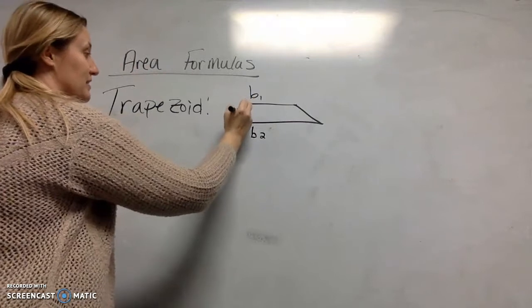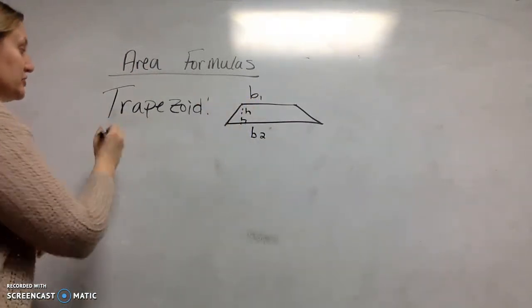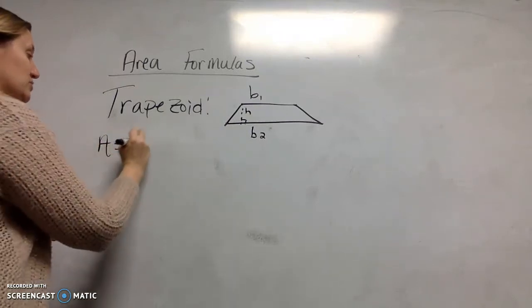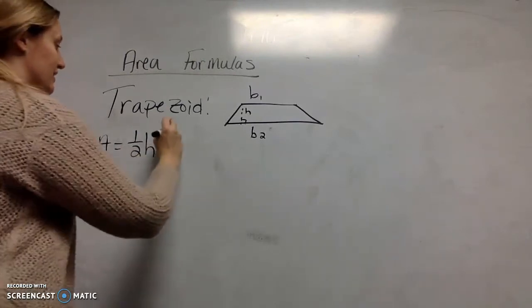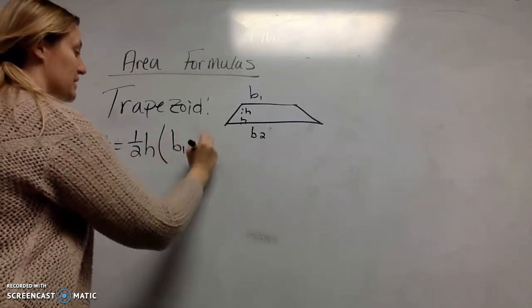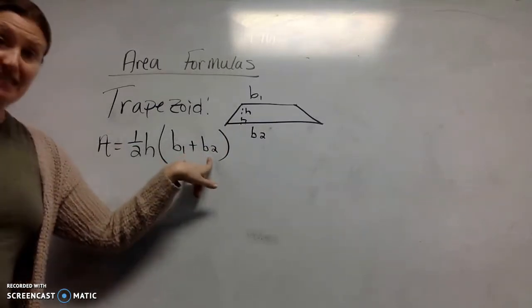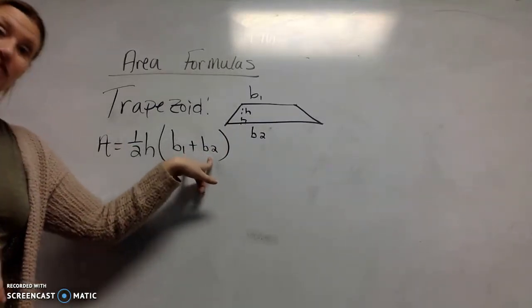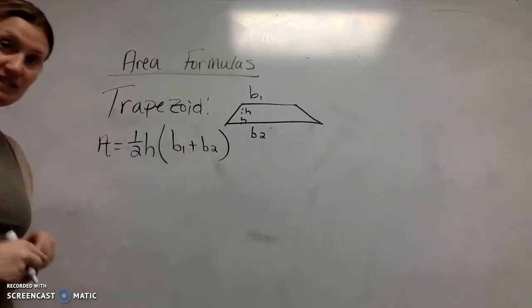The height would be somewhere in there. So area of a trapezoid is 1/2 times the height, parentheses, base 1 plus base 2. So remember your order of operations. They want you to add the bases together first because you have to do parentheses first. Then you would have 1/2 times the height times the sum of the bases.